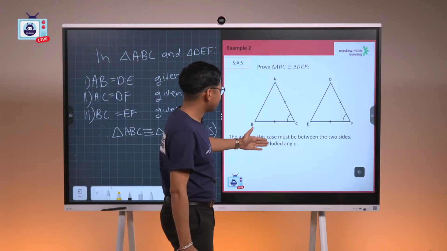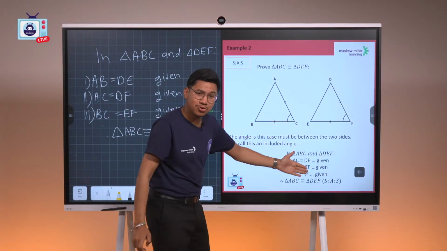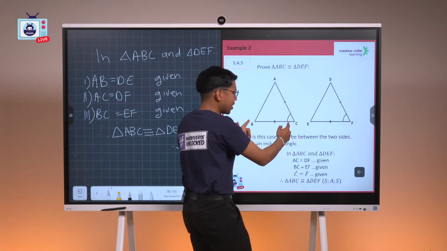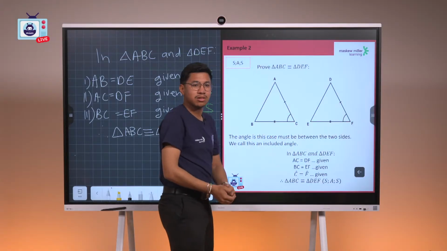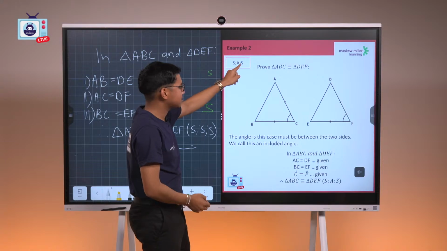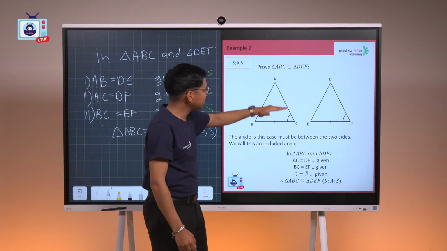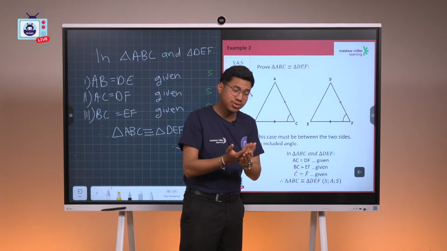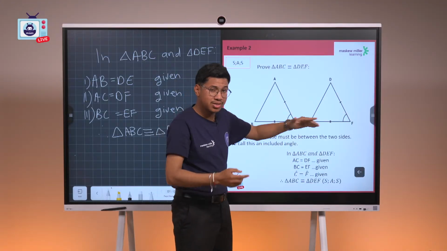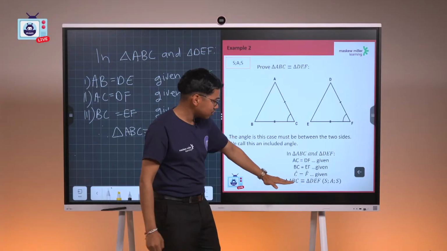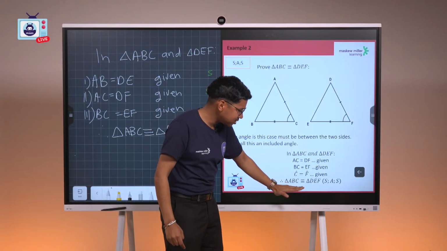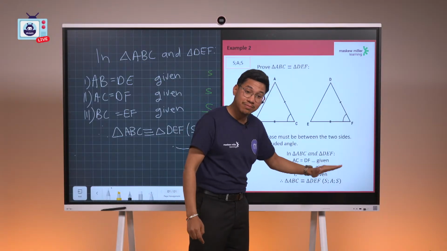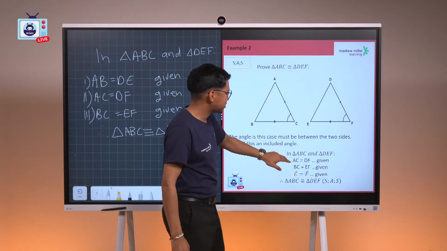We look at the triangles like this, and you can see the solution tells us that here we have a side, here we have another side, and here we have an angle. So it's obviously side, angle, side. I did the same thing. I said in triangle ABC and triangle DEF, what do I notice? I notice 2 equal sides and 1 equal angle. That is why I said therefore triangle ABC is congruent to triangle DEF. What case have I met? Side, angle, side.